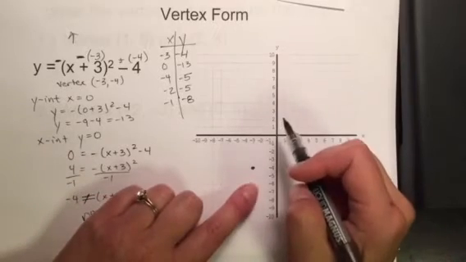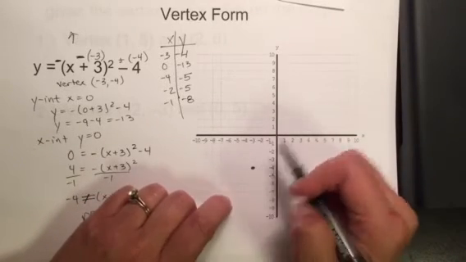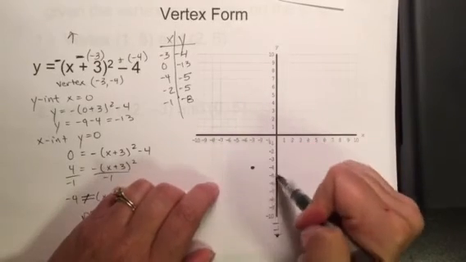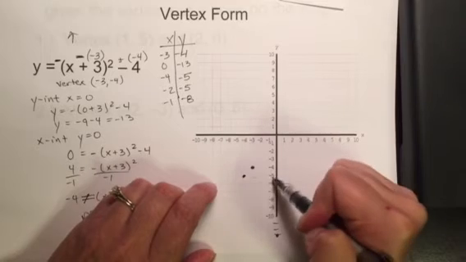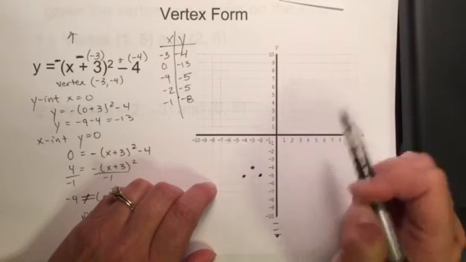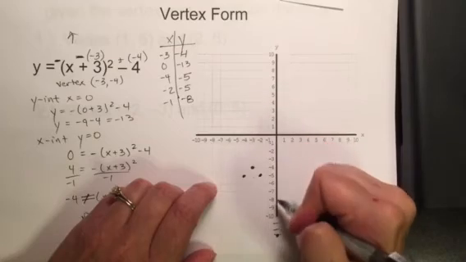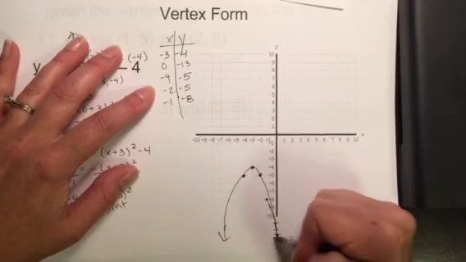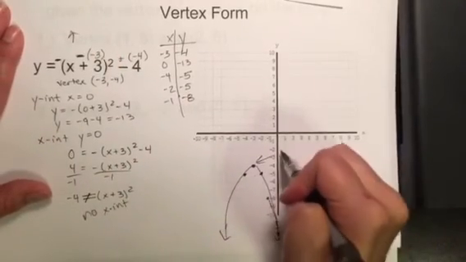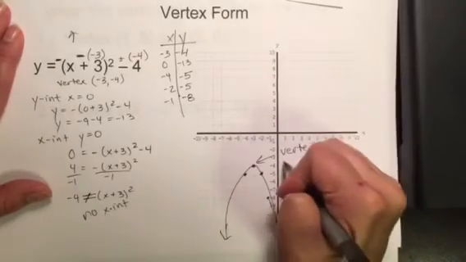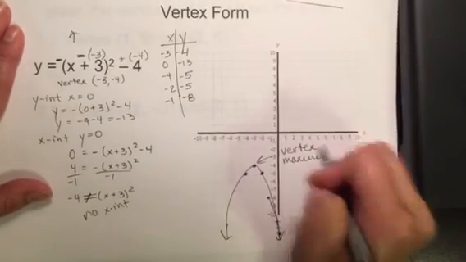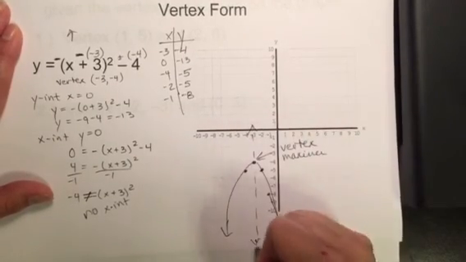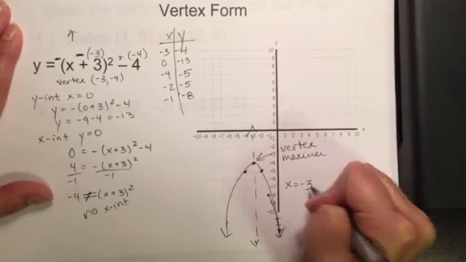I'm going to go ahead and plot my points. I already did that one. 0, negative 13, that's down here. Then negative 4, negative 5. And negative 2, negative 5. And negative 1, negative 8. Okay. Opening down, so my vertex is a maximum, and my axis of symmetry is at x equals negative 3.